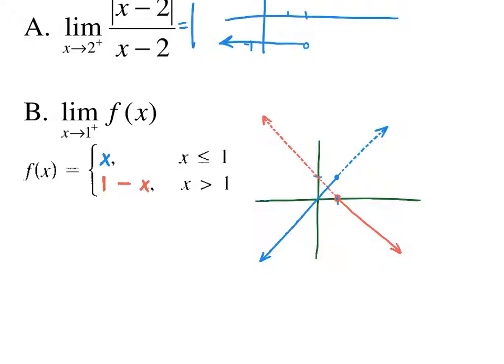If you want to leave the dotted portions there, you can. If you want to erase them after you get done, that's fine too, or if you just want to use a different color and highlight the part that you want, that's fine too. Just make sure it's clear. Okay? So now, what is the limit as x approaches 1 from the right? It's 0. Okay? This is 0.